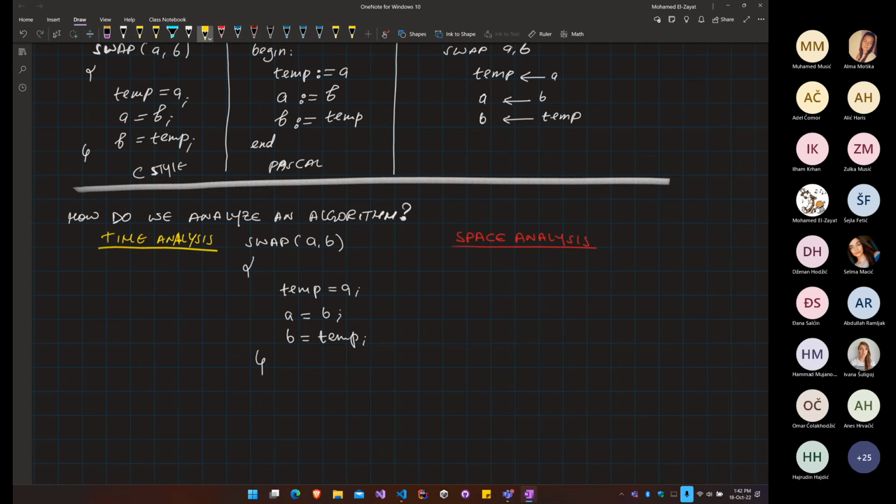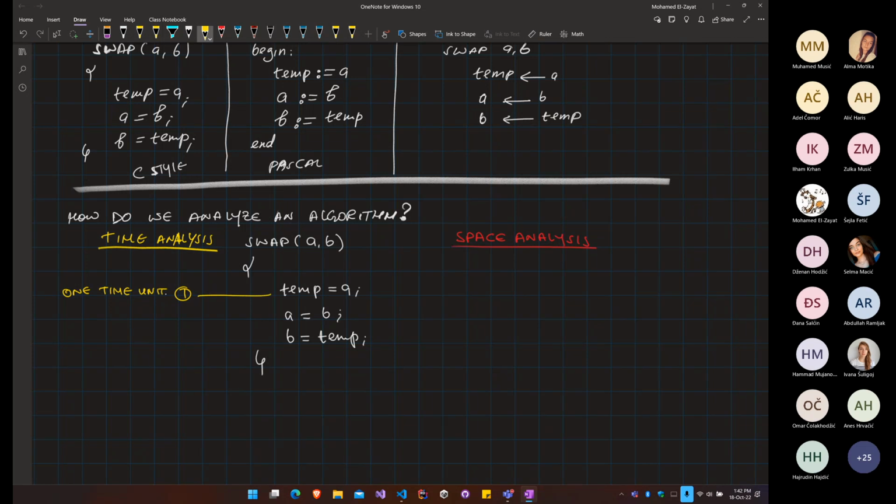So usually we make an approximation. Let's say, when we look at temp equals A, usually assignments, when we look at them in algorithm analysis, the assignment is actually 1 time unit. So let me write it here, 1 time unit.